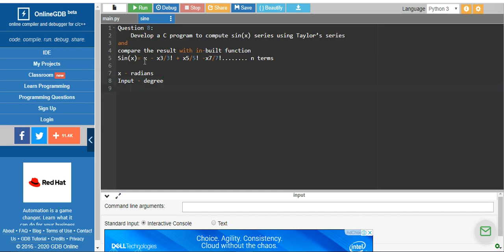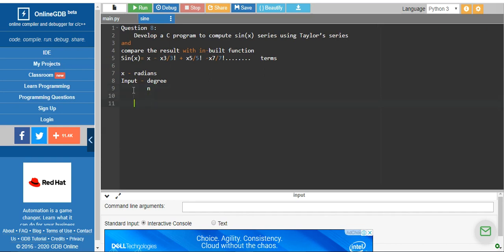After taking the input of degrees, we are going to perform this evaluation of the series, the sum of terms till the nth term. Again, how many terms we are going to use should be taken as a second input. So the degree and n would be the two inputs that we are going to take.